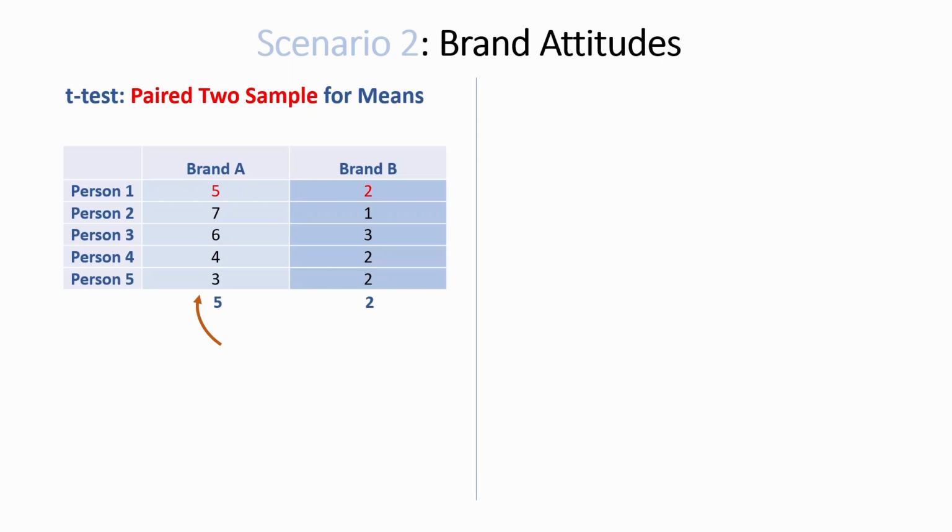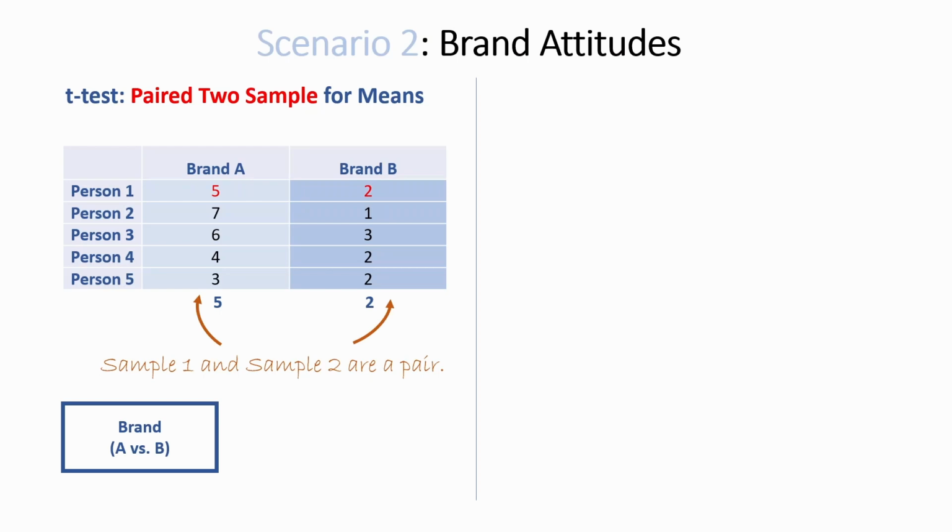So these two samples, namely the sample for brain A and the sample for brain B, are a pair. Namely, the numbers 5 and 2 are from the same person, person 1. In terms of theoretical framework, the X variable here is brain, namely brain A plus brain B, and the Y measure here is brain attitude.